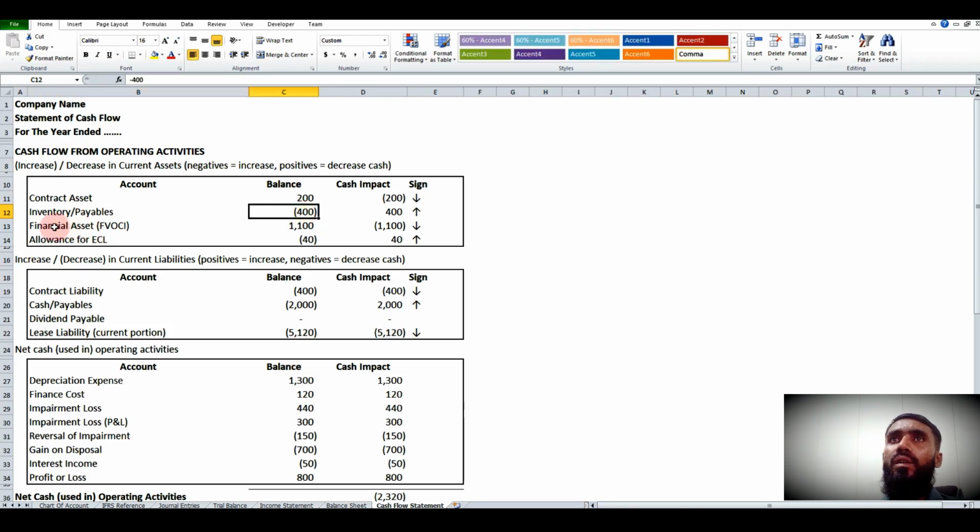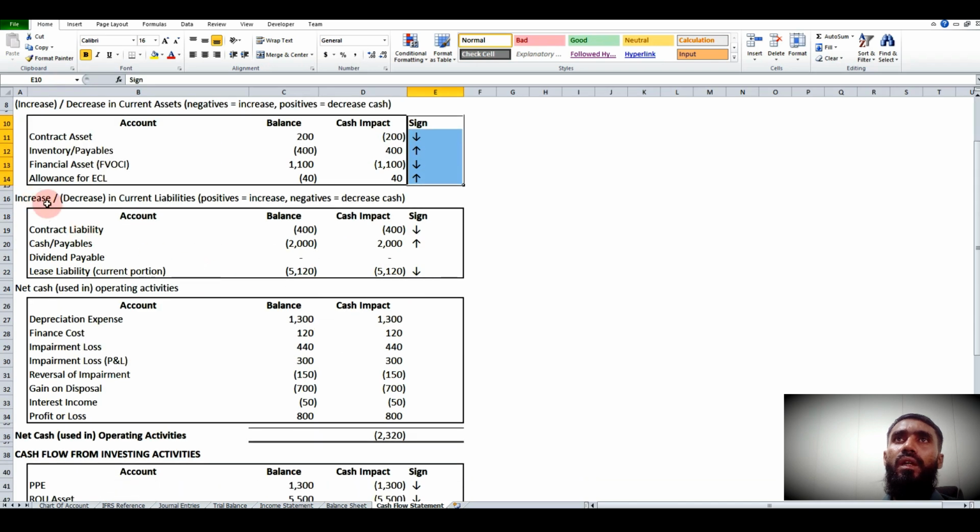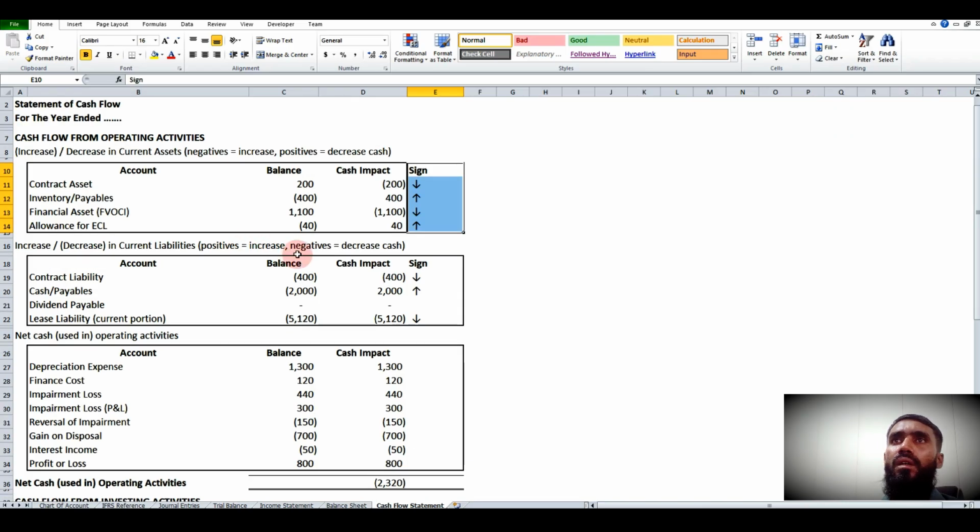Contract assets 200, inventory, payables 400, financial assets 1100, allowance for ECL. Impact on cash: when it is positive, it will decrease the cash. When it is negative, it will increase the cash. This is the impact. Now here it is vice versa when we use net cash used in operating activities.